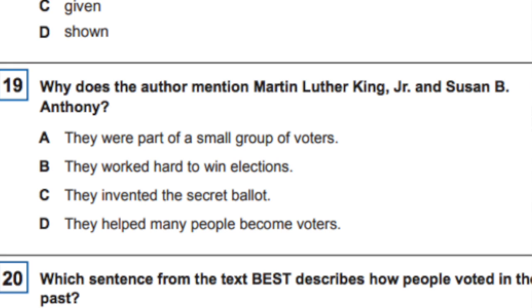It didn't mention that they were a part of a small group of voters. It kind of talked about some small groups of voters, but they definitely weren't part of it. They worked hard to win elections. It didn't mention that they were running for election. And it definitely wasn't C, they invented the secret ballot. It didn't really mention anything about who invented the secret ballot. So that one, the correct answer was D.